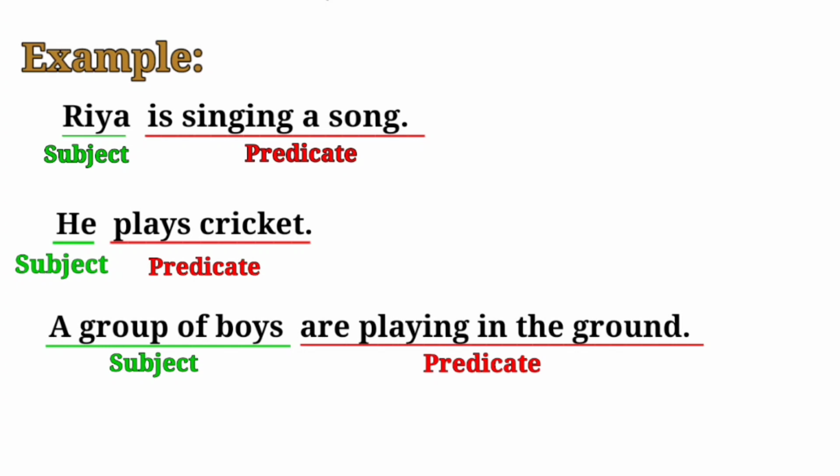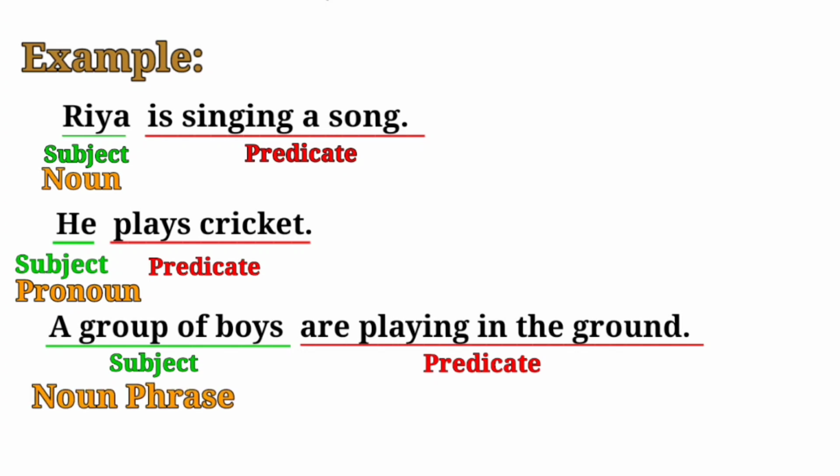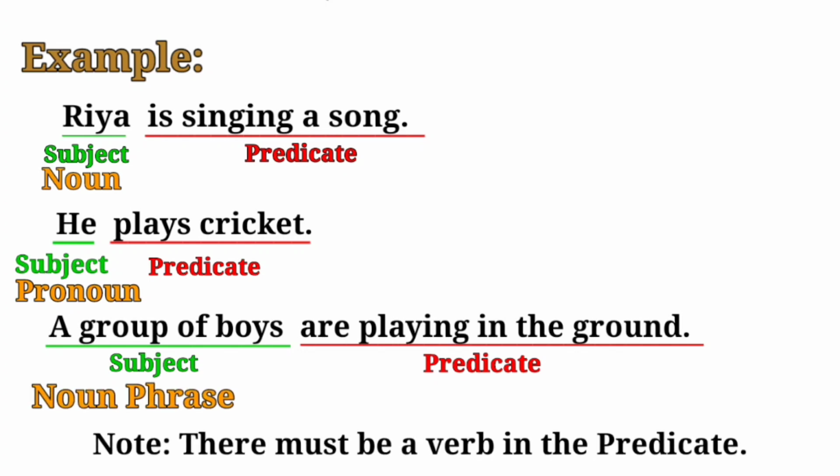So, you can see a subject could be a noun or a pronoun or a noun phrase, and there must be a verb in the predicate. There may not be other words, but there must be a verb.